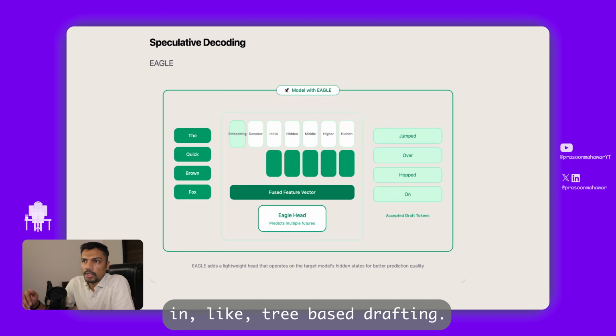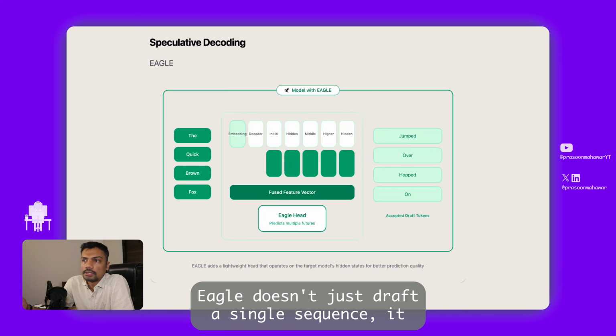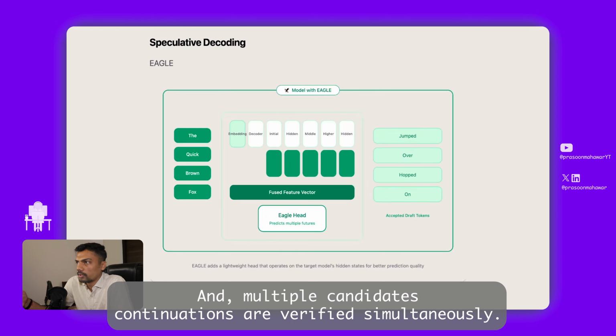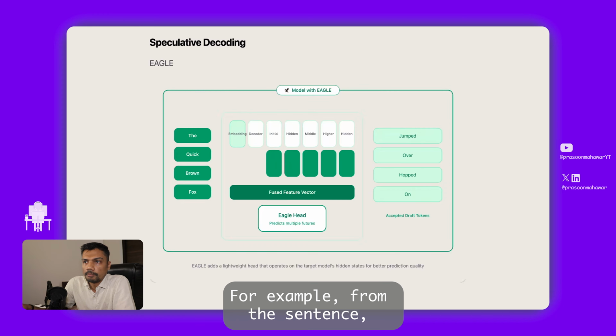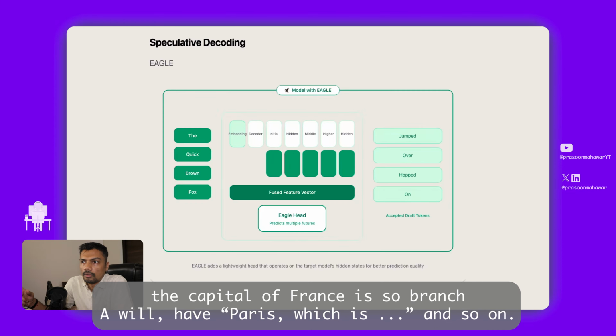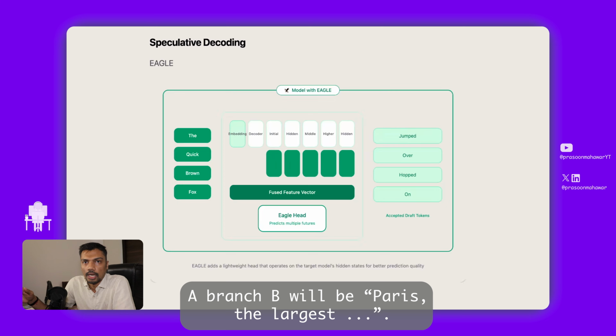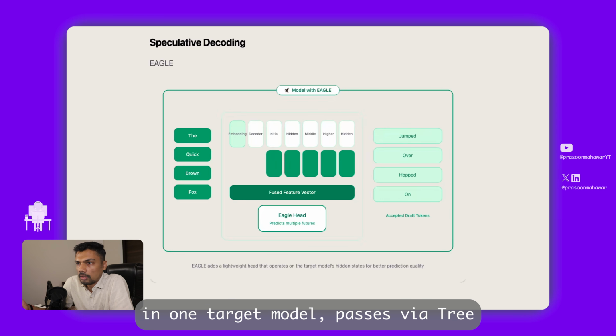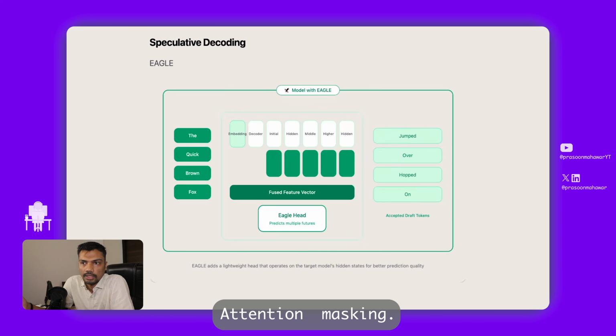In tree-based drafting, Eagle doesn't just draft a single sequence, it drafts a tree of possible futures, and multiple candidate continuations are verified simultaneously. For example, from the sentence, the capital of France is, branch A will have Paris, which is, and so on. Branch B will be Paris, comma, the largest, and so on, and branch C will be just Paris and full stop. All branches are verified in one target model pass via tree attention masking.